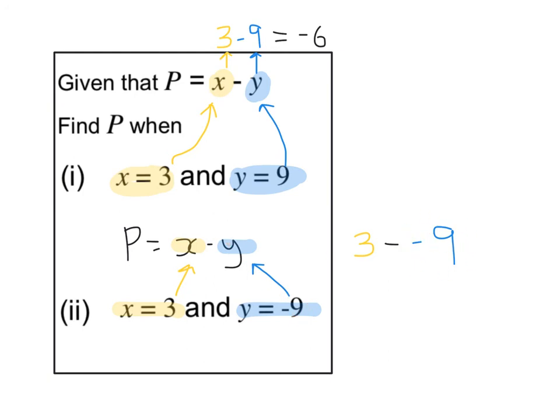Now remember, you're taking away a bad thing. If I took away a detention from you, you'd be happy. That's a good thing. So I change it to the good symbol. 3 add 9 is 12. So very similar questions, but very different answers.